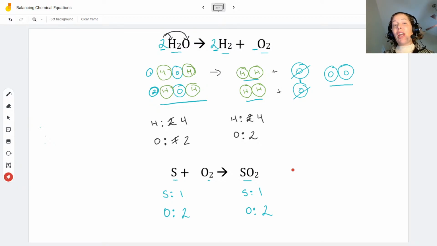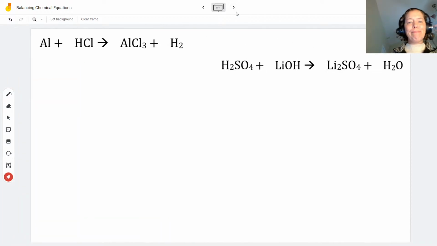You always want to check though. Don't just look at a reaction and assume it's a 1-to-1. You need to count up your atoms and make sure it's a 1-to-1. But these are the ones that we actually hope for. But let's move on to some other ones that are not necessarily 1-to-1.